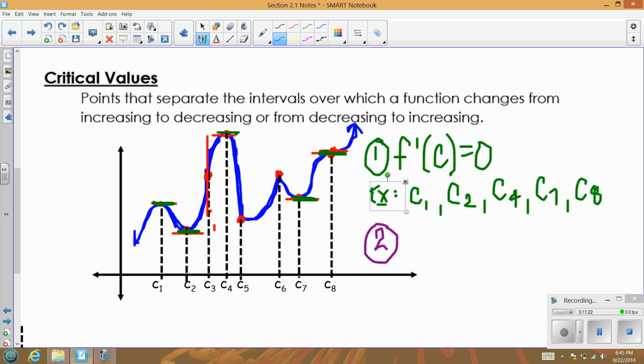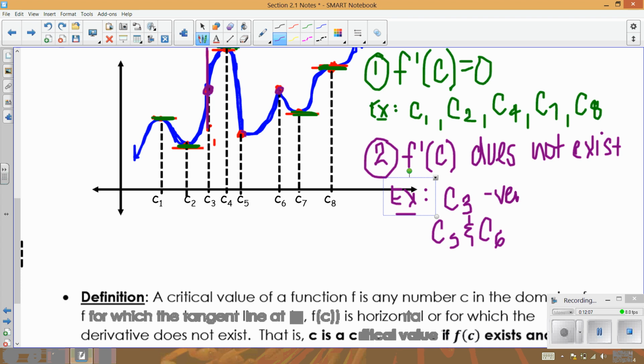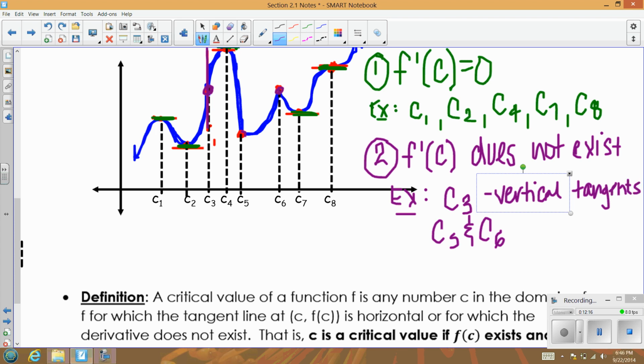Looking at this picture, right here I have a vertical tangent. So wherever the derivative does not exist, we also have what are called critical values. The derivative does not exist at these other points that I'm going to list. Our examples are going to be at C3 because it's a vertical tangent, and at C5 because I have a corner, and at C6 I have another corner. So at C5 and C6, those are going to be my corners. At C3 was a vertical tangent, and we know that derivatives do not exist there. And at C5 and C6, these were corners.